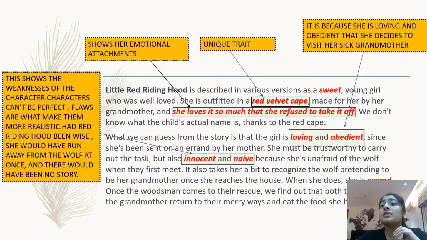And had she been wise, had Red Riding Hood been wise, then she would have understood what the big bad wolf was doing and she would have run away from him in the first place. And then there would have been no story. So, weaknesses are very important to form the plot of a story. It decides how your character will react and it decides how your story will go on.